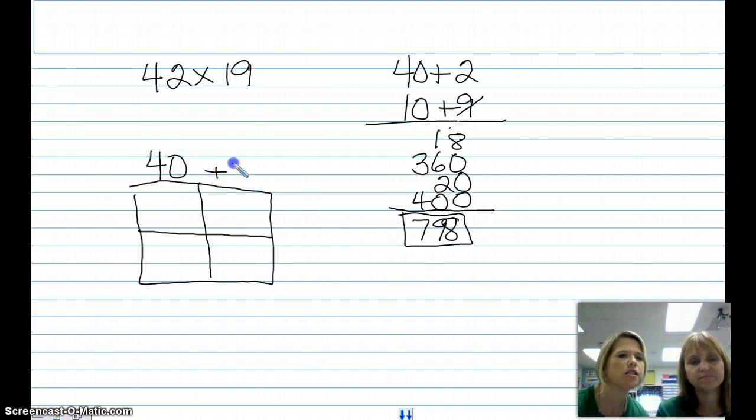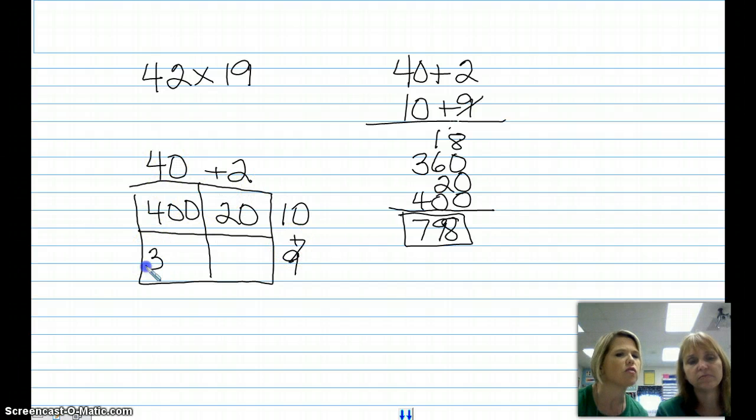So let's see. We're going to do a 40 plus 2 here, and then we're going to do a 10 plus 9 here. And you know what? Like last time, these numbers inside these 4 boxes, I bet, are going to match over here. So 40 times 10. Yeah, we've done that before. 400. 2 times 10, 20. So let's do 40 times 9 is 360. And 2 times 9 is 18.